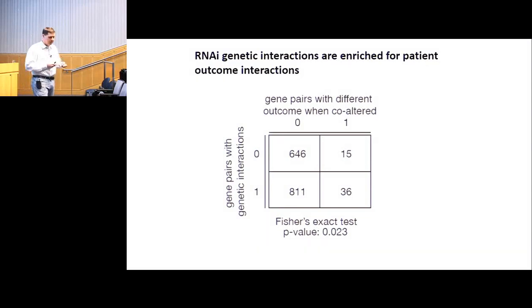So just to recap, if we see in the primary tumor genome sequence data significant co-occurrences, and then we're able to validate those co-occurrences in a cell-based model, and then we go and look at the consequences in terms of whether that correlates with patient outcome, we're seeing an enrichment in our ability to predict patient outcome by taking this kind of approach.